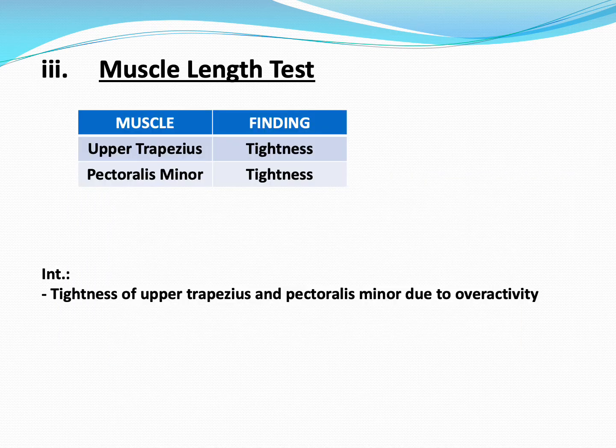So I also did a muscle length test on this patient because I assumed this patient may have tightness of pectoralis minor and upper trap due to his scapula being in an anterior tilt position. What I found is this patient has tightness of upper trapezius and pectoralis minor. This is due to overactivity of these muscles.